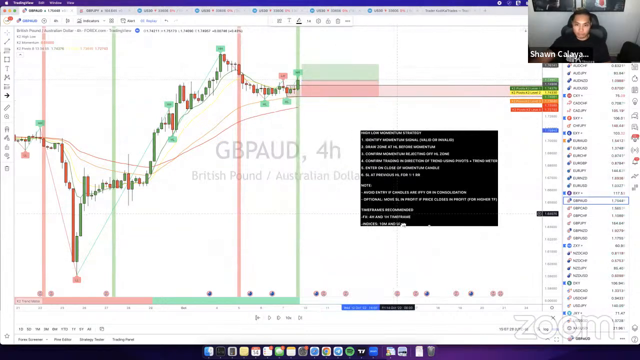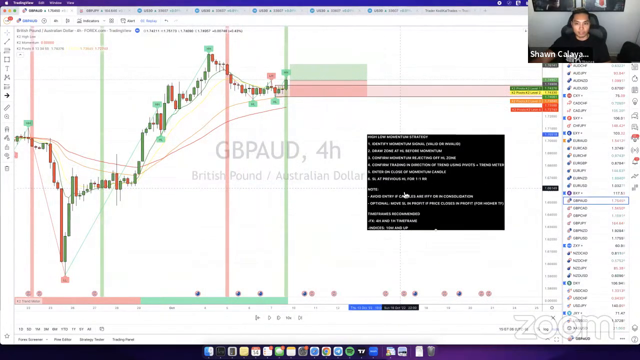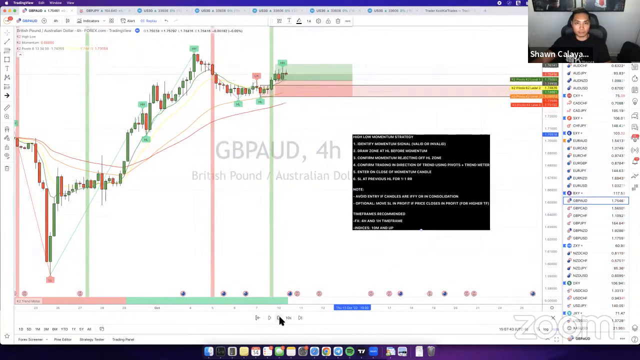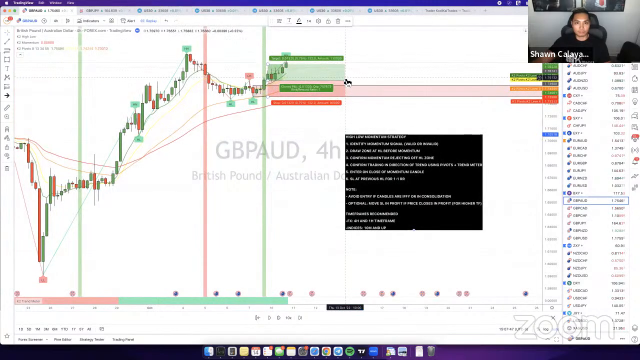Once you have this set up, you just want to confirm you're trading the direction of the trend. You can see the pivots over here are angling up. Red pivots on bottom, rest of the pivots are above. Trend meter is green, very strong uptrend. Once you have this set up, you let the trade run. And there you go. Price kind of goes sideways for a bit, but eventually it does push up and hit full TP.